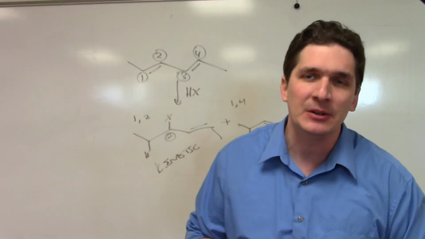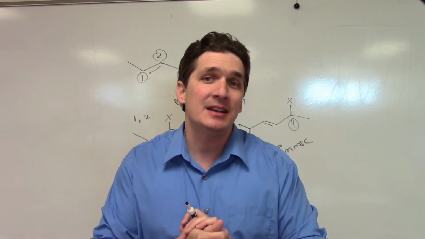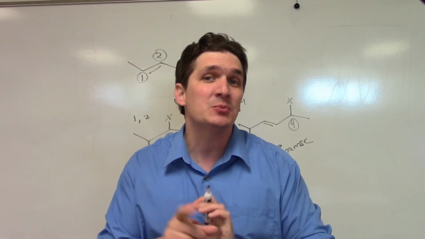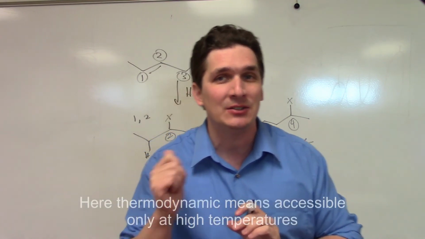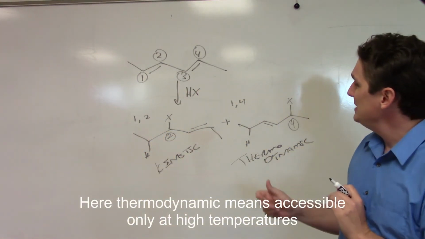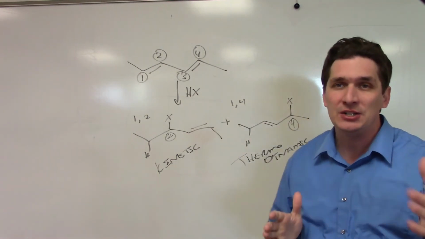We would call that the thermodynamic. Well, the misnomer here in chemistry, and unfortunately it's what we're stuck with, is that we're going to call it the thermodynamic because it's what's accessible at high temperatures. That does not mean it is the most stable, it just means that we have to go to high temperatures. So at high temperatures we form the 1,4 product in addition to the 1,2 product, and their ratios depend on their relative stabilities.